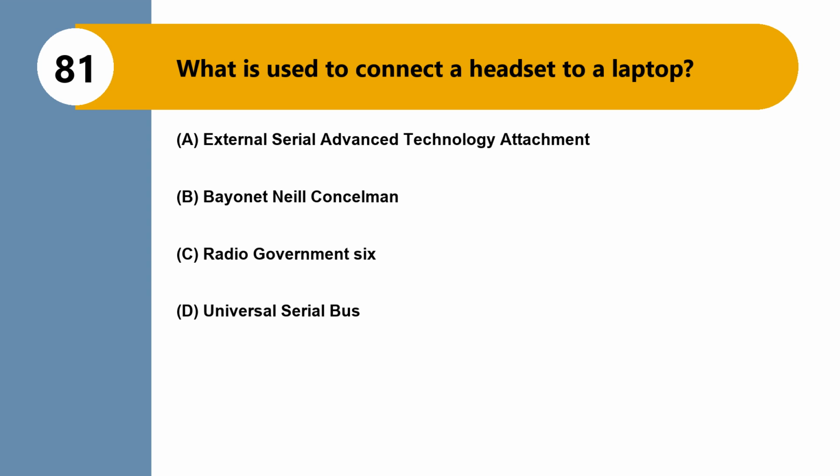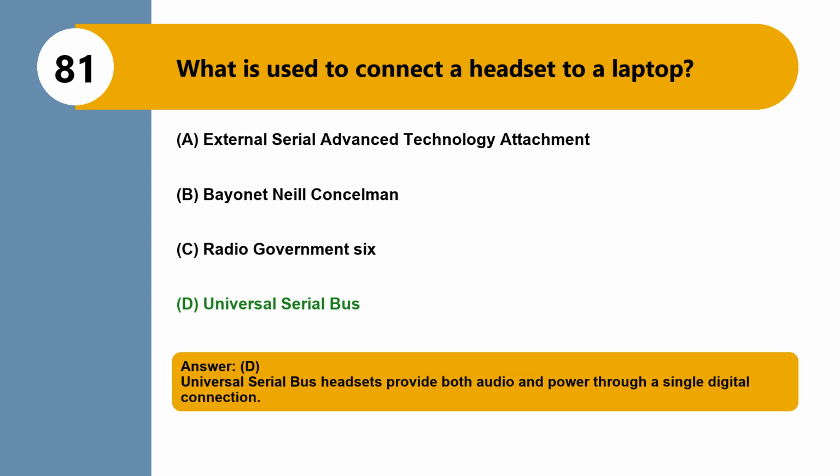Question 81. What is used to connect a headset to a laptop? Option A, external serial advanced technology attachment. Option B, bayonet Nielsen-Selman. Option C, radio government 6. Option D, universal serial bus. The correct answer is option D, universal serial bus. Universal serial bus headsets provide both audio and power through a single digital connection.